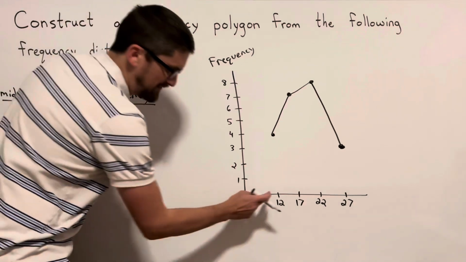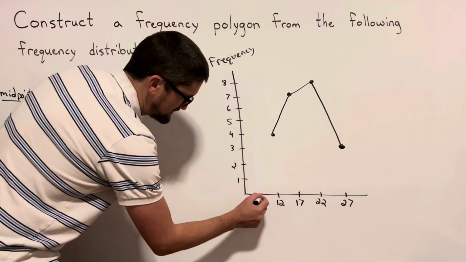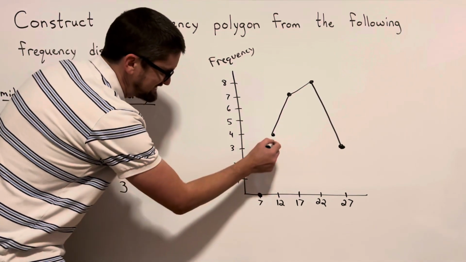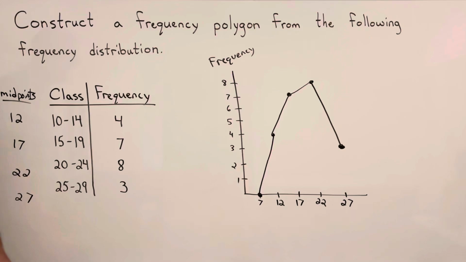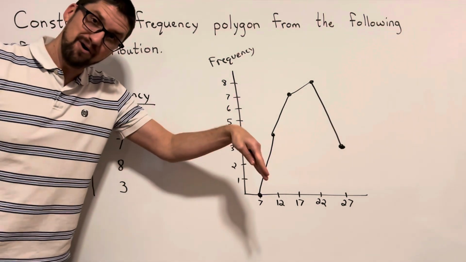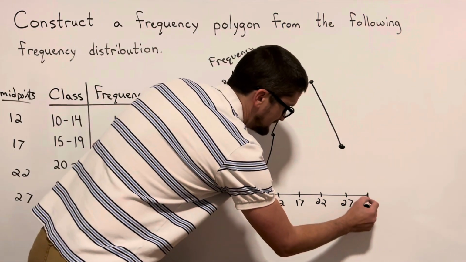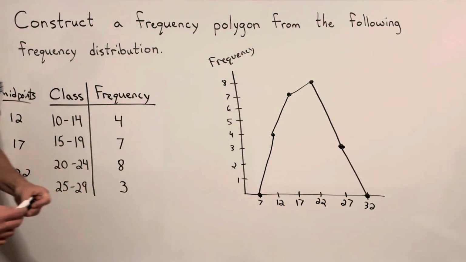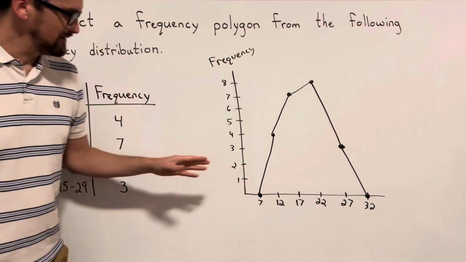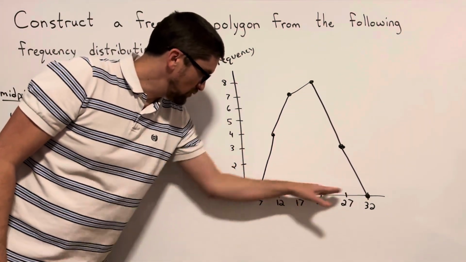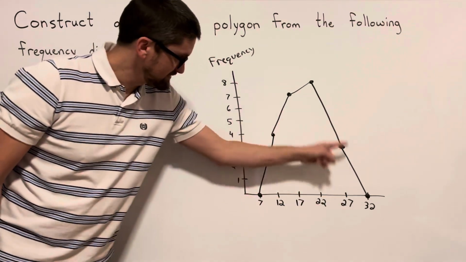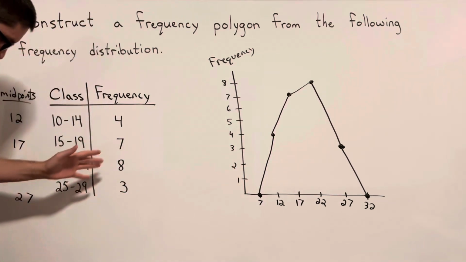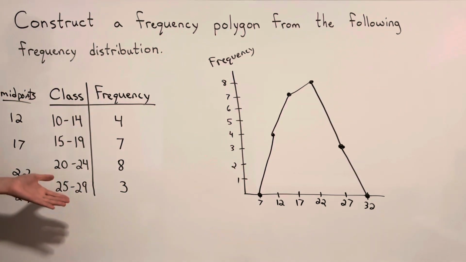So I'm going to go 5 below 12, which is going to be at 7, and I'm going to make a dot at 7 and connect right there. And then I'm going to go 5 above 27 to get me at 32, and also make a dot and then connect the line there. So now we have a polygon, with the horizontal axis acting as one of the sides. That is how you create a frequency polygon from a frequency distribution. There you go.